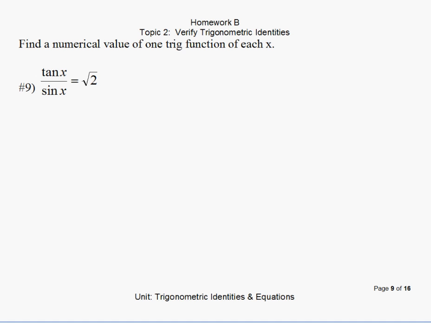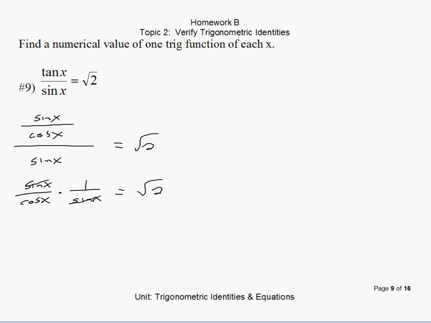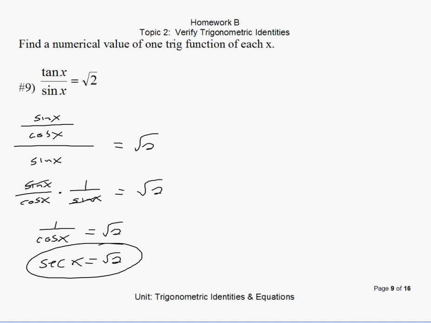Find a numerical value of one trig function of each x. So on the left or the right, either one, we need one trig function by itself. On the other side, we need a single number. If you change tangent to sine over cosine, and then take this complex fraction and make it simple by, instead of dividing by sine, making it times 1 over sine, your sines cancel. So it's 1 over cosine of x equals square root of 2, which is secant of x equals square root of 2. This is one answer. There are 5 other answers that also work. Refer to the answer key if you got an answer different than this and you want to see if it's right.